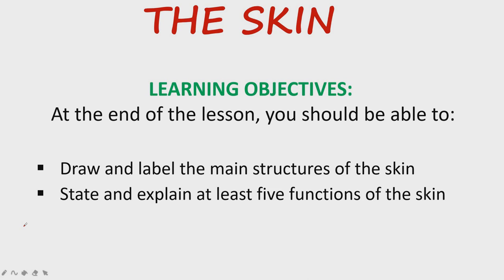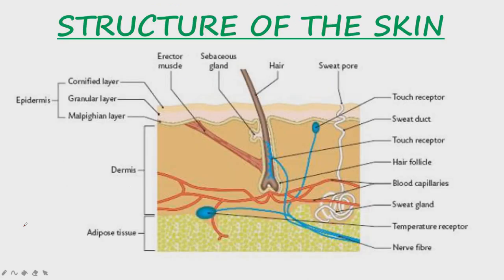So the skin stands to be the largest organ of the body. When we talk about the body of mammals, skin tends to be the largest organ, and not just the largest organ, skin is also the toughest tissue in the body. Looking at the structure of the mammalian skin, we see that the skin is divided into two: the epidermis and the dermis. These are the two major layers of the skin.